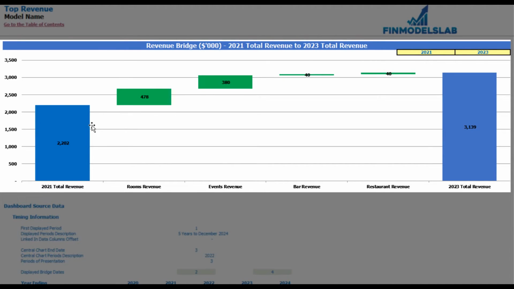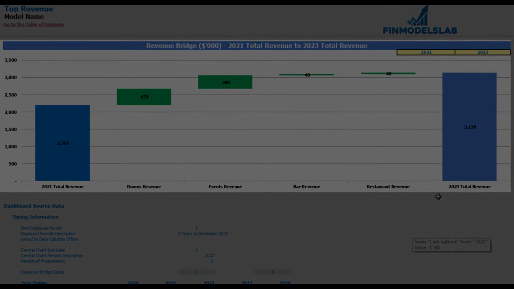So on the left side of this chart, you may see 2021 revenue. On the right side, you may see the 2023 revenue amount. And in between, you may see the main components of your revenue growth.